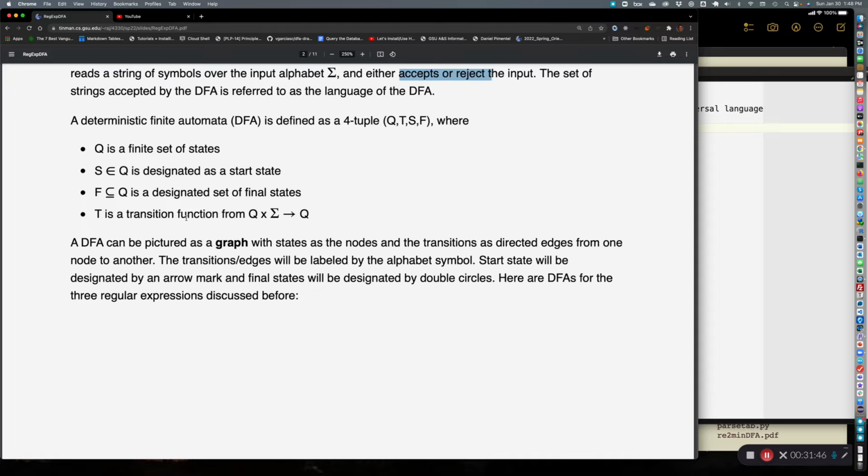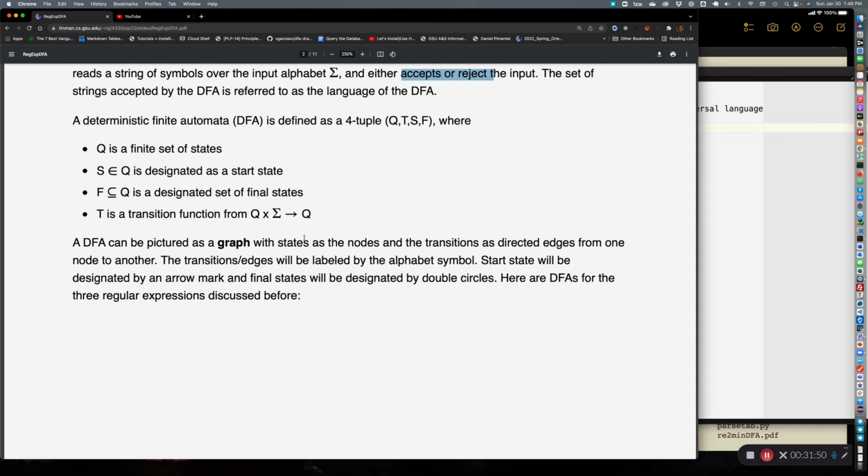And if you label the edge with a symbol from the alphabet, then it becomes one entry in the transition table. Got it? So that's why we can nicely picture this as a graph. And of course, the start state is designated by an arrow which comes into that state, and the final states are designated by double circles. We're going to see some pictures here, and I'll explain this one more time.